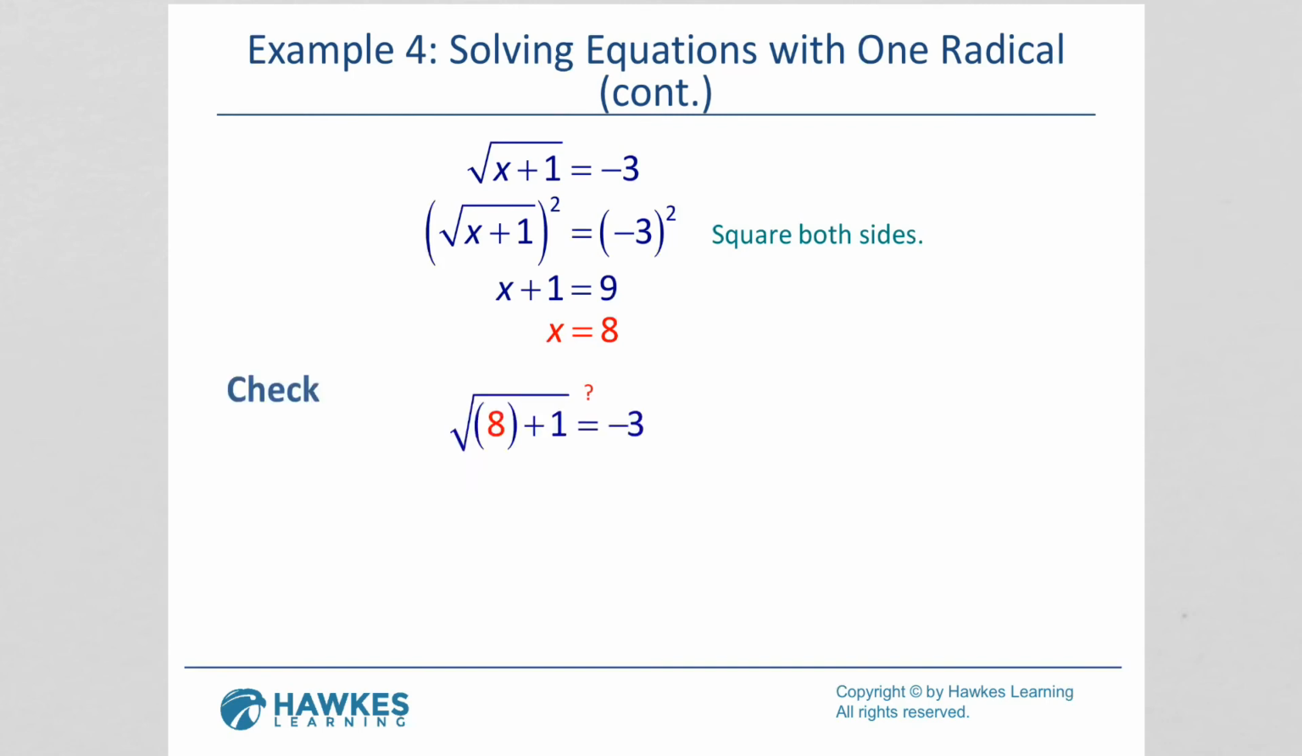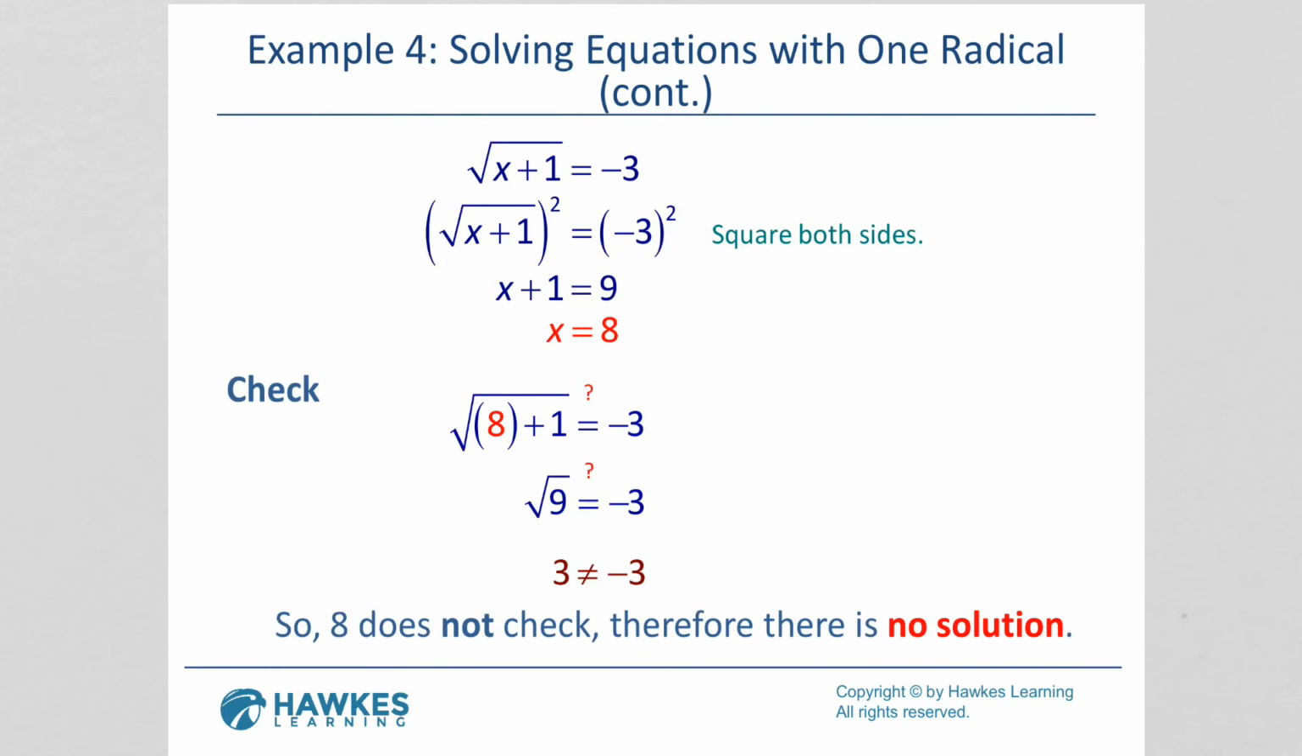Now I'm going to check that solution. So I have the square root of 8 plus 1. Does that equal negative 3? Does the square root of 9 equal negative 3? Square root of 9 is 3, which is not equal to negative 3. So 8 does not check, therefore there is no solution.